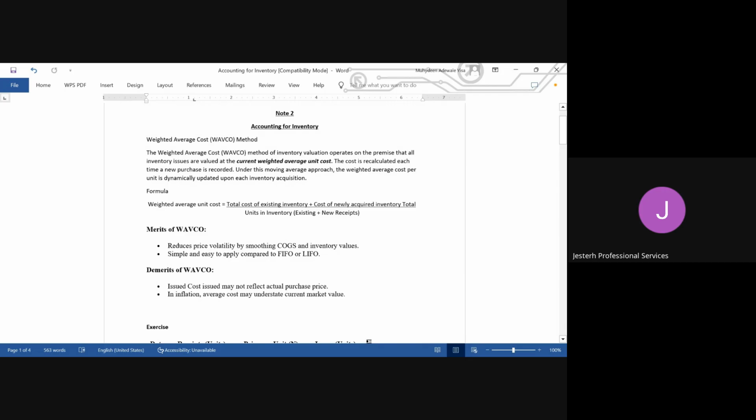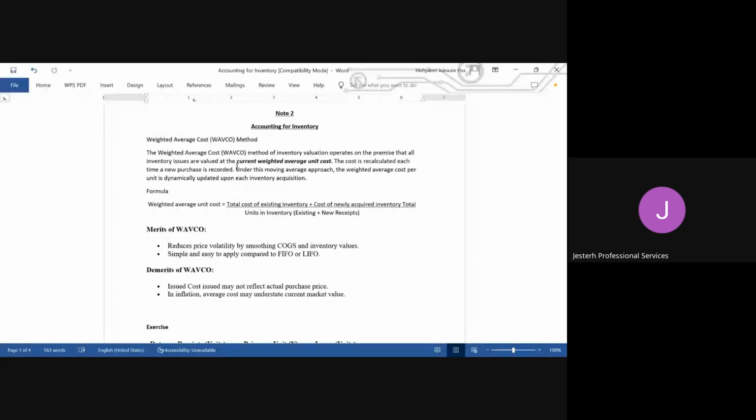Like Nick mentioned last week, we gave definitions for FIFO and LIFO, and we said we have a three-method approach that we usually use in determining our inventory valuations before we now treat economic order quantity. Now the question here is, what is weighted average cost?